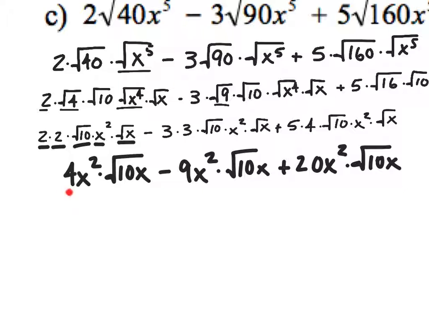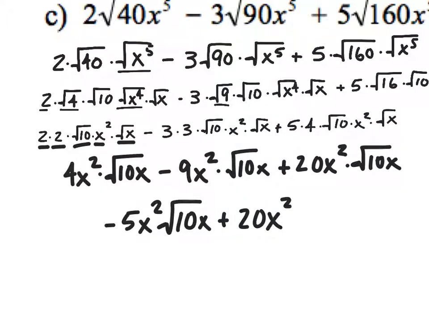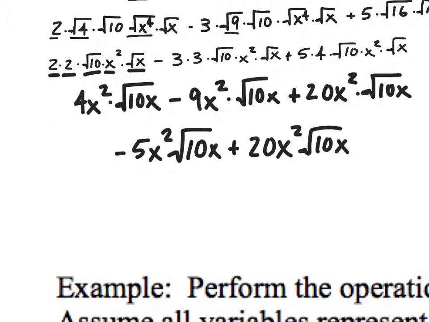So if I do 4 minus 9, that's going to give me negative 5x squared times the square root of 10x plus 20x squared times the square root of 10x. So now if I take negative 5x squared plus 20x squared, that's going to give me positive 15x squared times the square root of 10x.